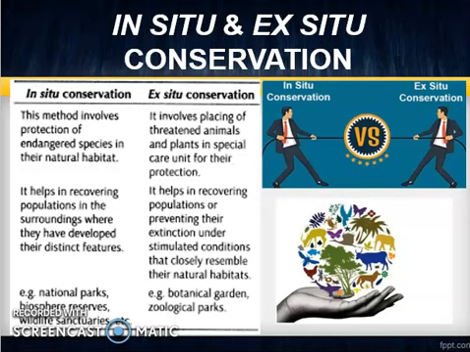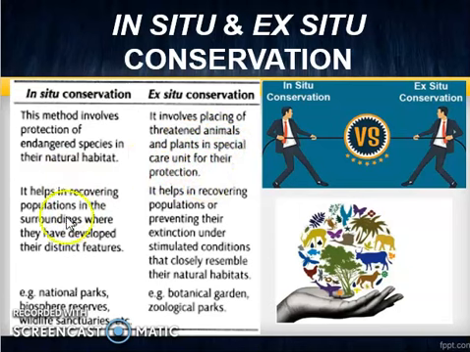The table in this slide shows the difference between in situ and ex situ conservation methods. Now we want to compare the differences between these two conservation methods. The first one is in terms of characteristics. In situ involves protection of endangered species in their natural habitat, but ex situ involves placing threatened animals and plants in special care units for their protection.